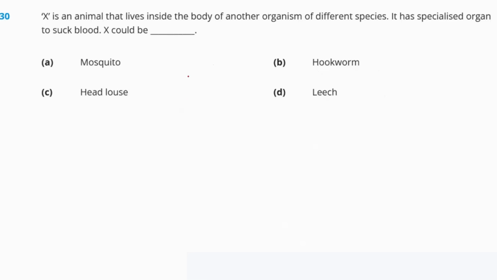Question number 30. X is the animal that lives inside the body of an organism of a different species. It has a specialized organ to suck blood. It could be, okay, these are called endoparasites, right? Parasites are the animals who live inside or outside the body, and they get their food from them, right? So the mosquito is living outside, that is an ectoparasite. Hookworm, yes, this is an endoparasite. Head louse, leech and mosquito are examples of ectoparasites.